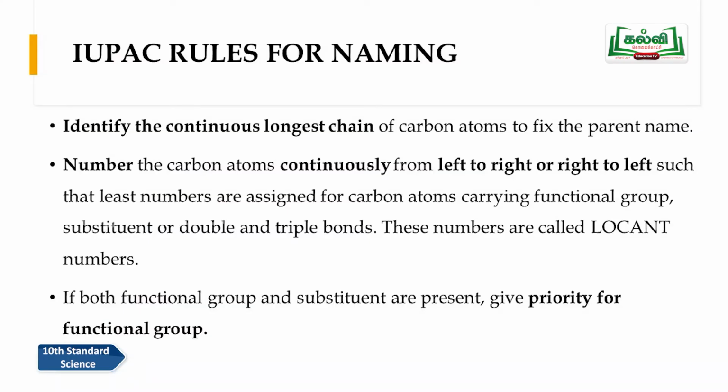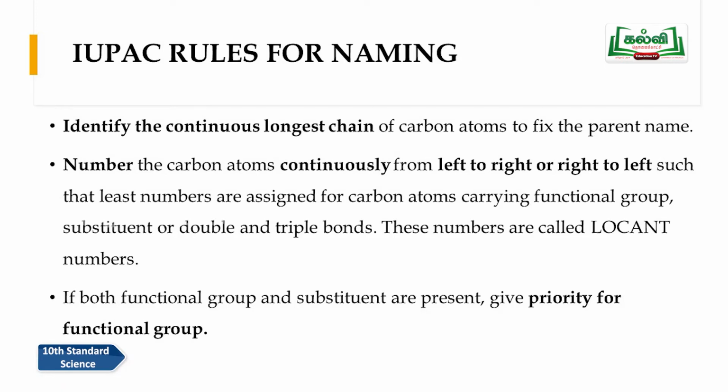So we have seen what is the root word, what is the prefix, and what is the suffix. Once we identify this, then we have to follow a set of rules for the naming of organic compounds. What are the rules to be followed? Firstly, you have to identify the continuous longest chain of carbon atoms to fix the parent name or the root word.